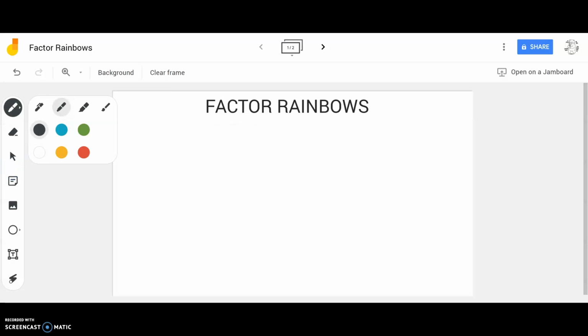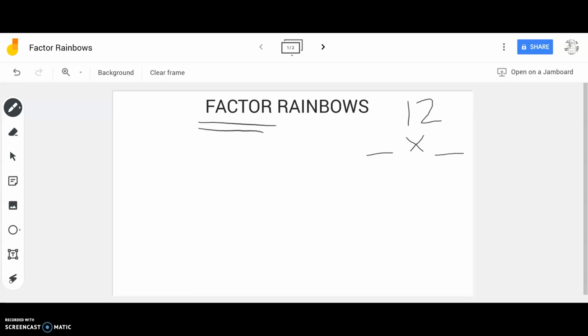How can I find factors using drawing of a rainbow? Our first number is 12. And the factors are numbers we multiply to find that number. In a rainbow, we always start with 1 times that number, because that is a fact I know, and I know that I can't get any bigger than 12, so 12 is going to be the end of my rainbow. That is where we always start in creating our rainbow.